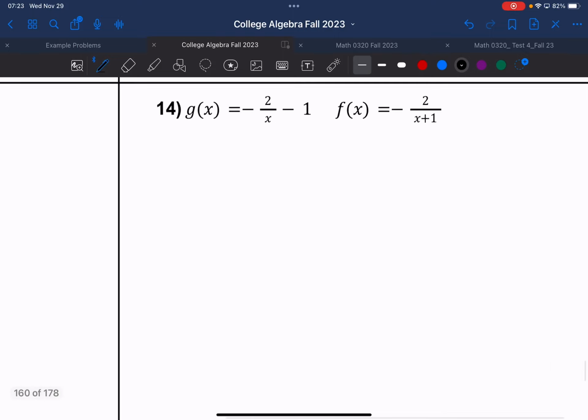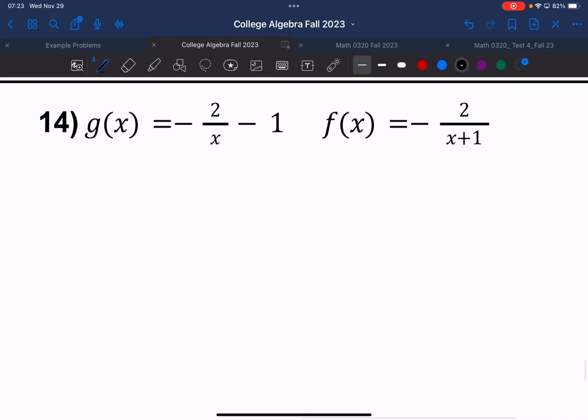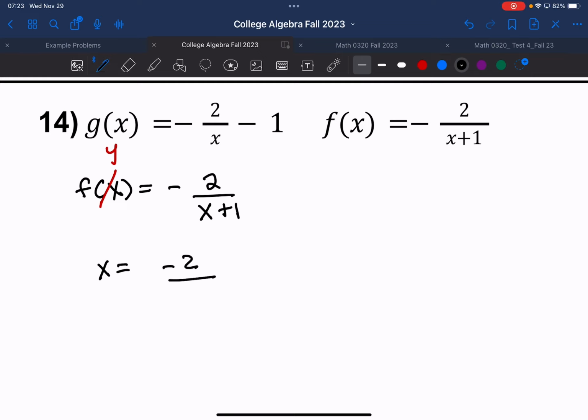But then we're going to do 14, which is like 13. So again, we can start off with g of x or we can start off with f of x. Which one do you want to start off with? F of x. Sure, let's start off with f of x. So we have f of x is equal to negative 2 over x plus 1. F of x is the same as y. So if we're swapping variables, we have x is equal to negative 2 over y plus 1. Now we've got to get y by itself.